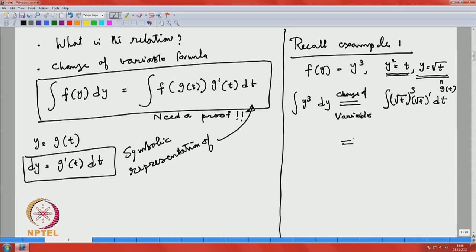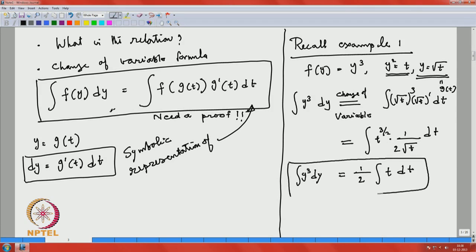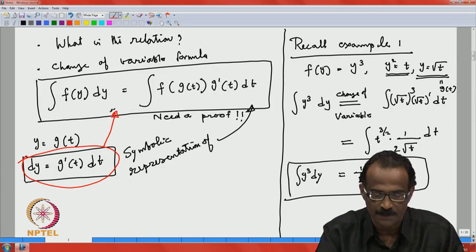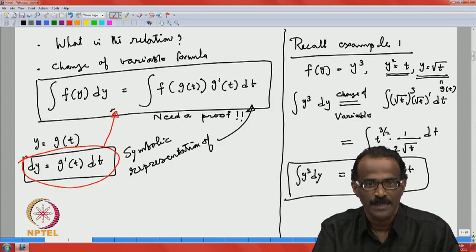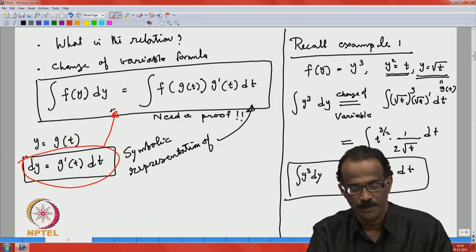When I write this, I have not used anything else, I have used the change of variable formula. If I substitute that, I will get t power 3 by 2 times 1 by 2 root t dt, which is nothing but half of t dt. So, you have arrived at that formula, the integral of y cube, I proved this third equation, without bypassing that, you apply just that and then proceed. So, this is your first example. Whenever we write something like dy equal to g prime of v, keep it in your mind all the time that there is some relation to this, that is the meaning of it. You need a change of variable formula at all points of time to conclude that, you see.